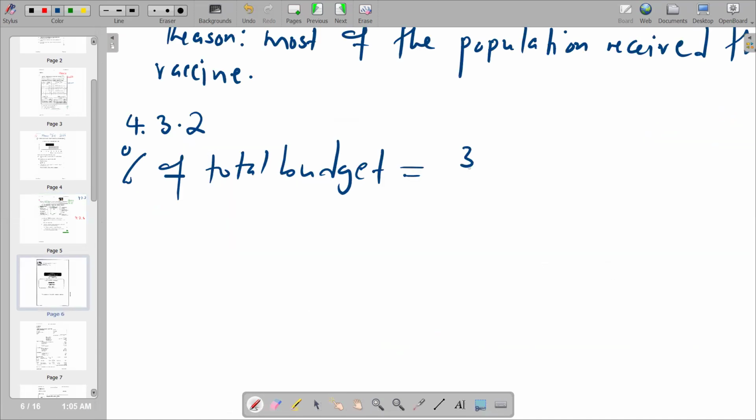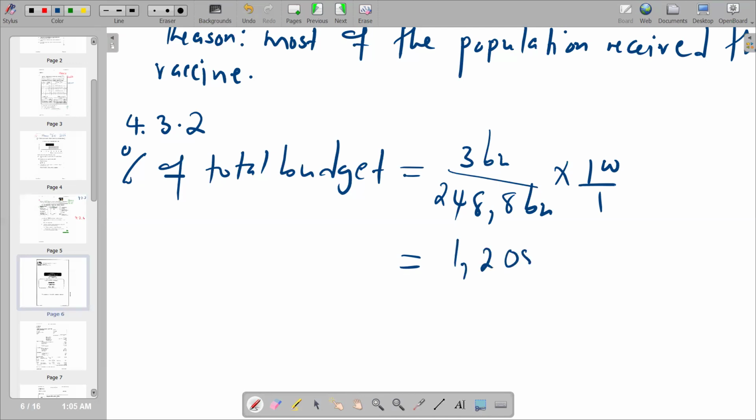So this is in our answer section. We are saying 3% of total budget, we've got 3 billion, and then we divide by 248.8 billion. Then we multiply by 100 over 1 so that we convert to percentage. If you multiply that, you're going to get 1.2057878. So basically this is what we have.